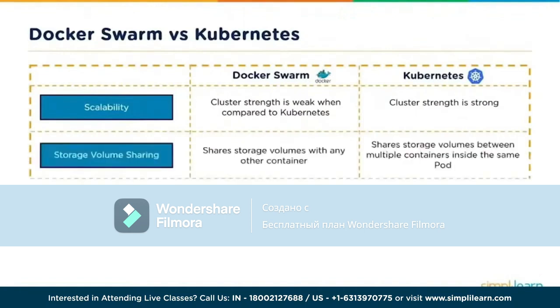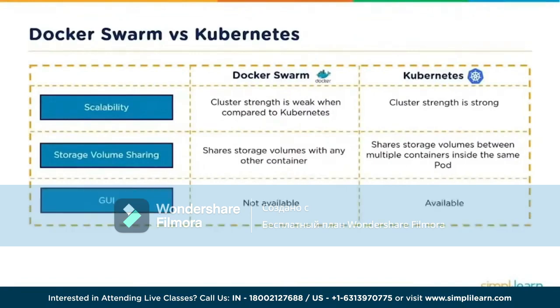They both allow you to share storage volumes. With Docker, you can actually do it with any container that is managed by the Docker Swarm, whereas with Kubernetes, it manages the storage with the pods, and a pod can have multiple containers within it, but you can't take it down to the level of the container.